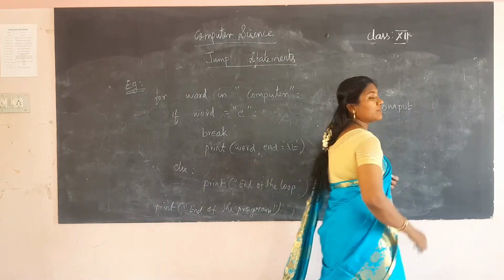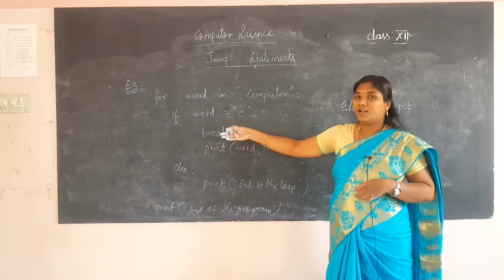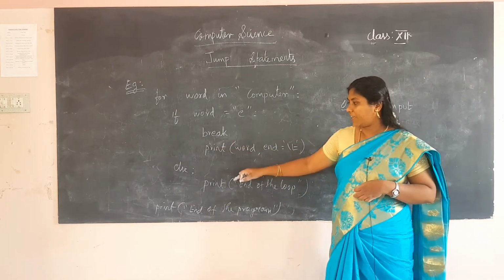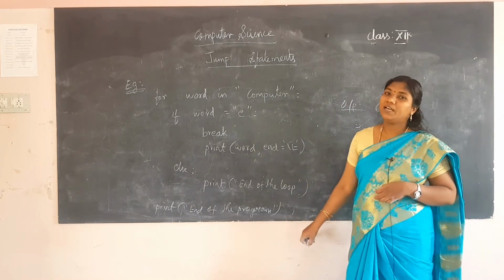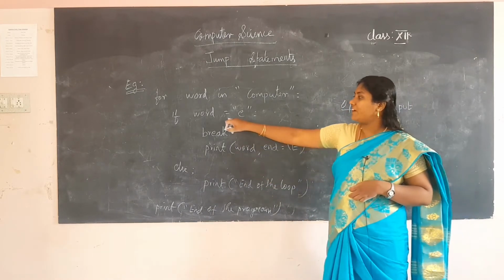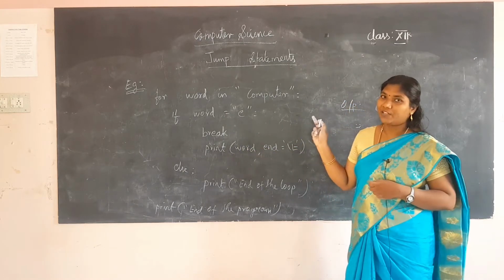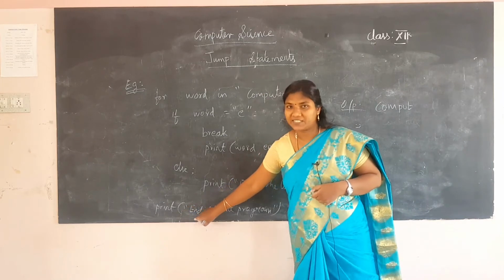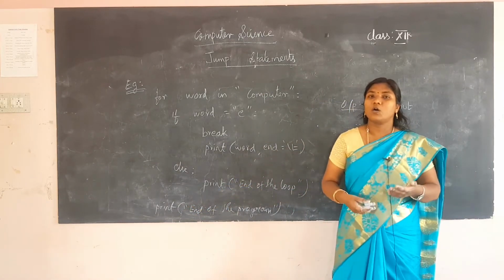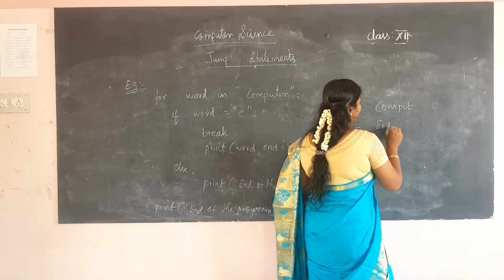COMPUT. When it comes to E, as I have given the break statement, it will not execute after that. In the else part I have given end of the loop, but it will not get into the else part, because when word is equal to E, the if block is already executed. But the last statement will be executed because it totally comes out of the loop. Therefore here we will have end of the program.